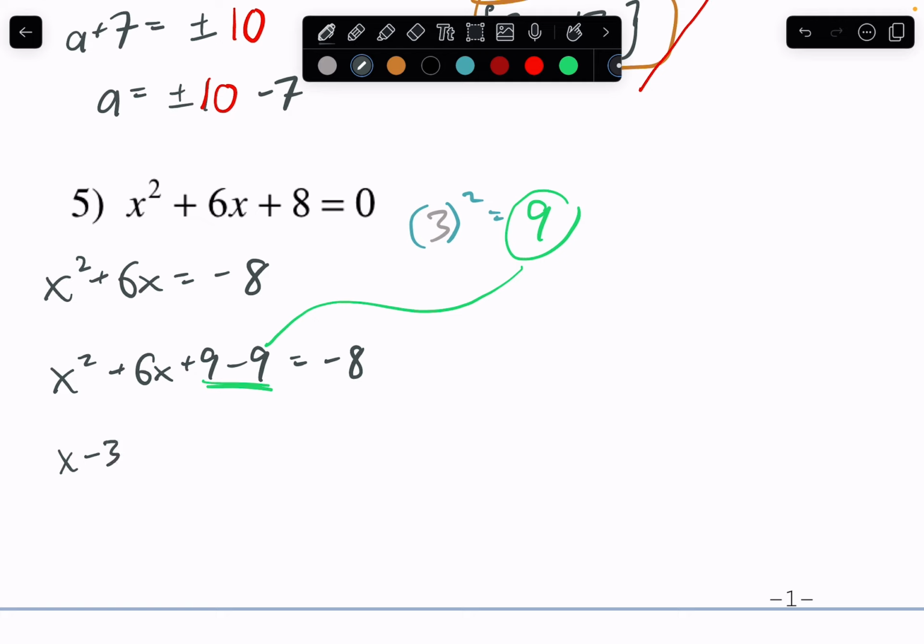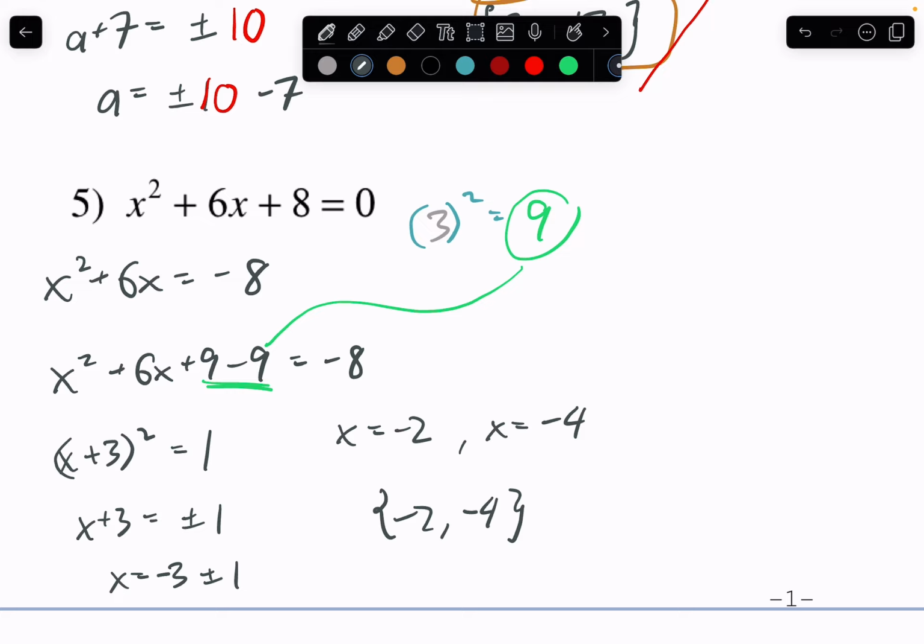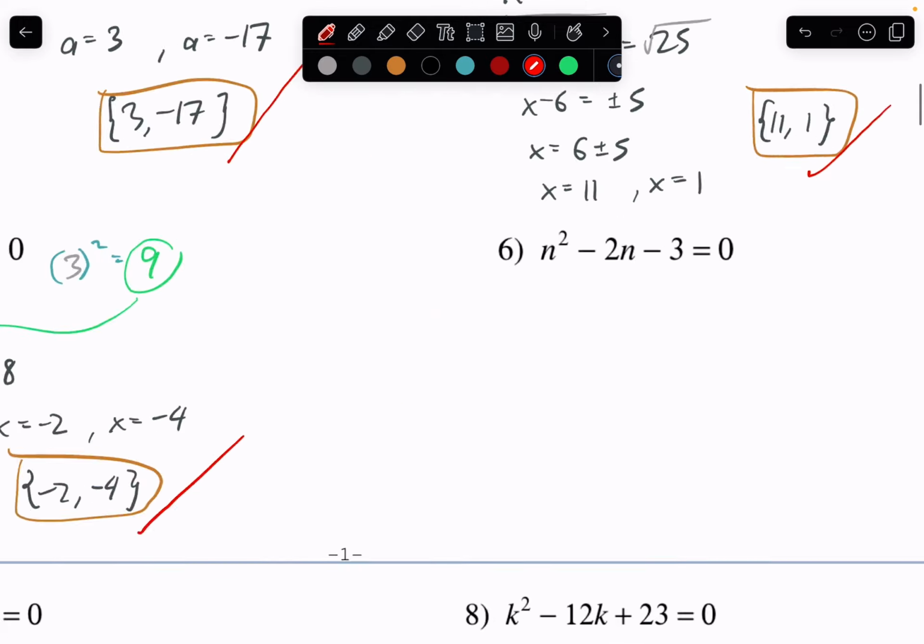Okay, x plus 3. 9 minus 8, that's going to be 1. x plus 3 is equal to plus minus 1. x is equal to negative 3 plus minus 1. Careful right there. Negative 3 plus 1, that's going to be negative 2. x is equal to negative 4. Negative 2, negative 4. According to the answer key, that is correct. Okay, next.